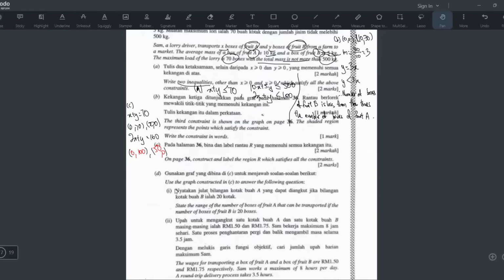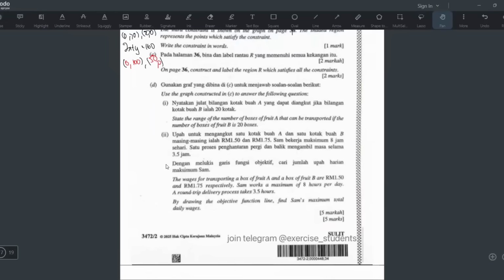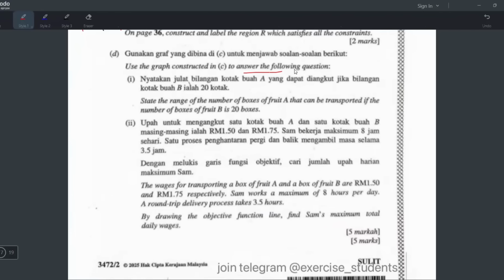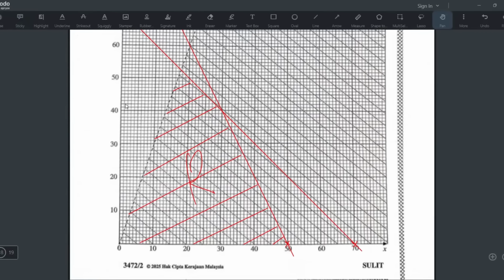So done the part C. Now for the last part, part D. Use the graph constructed in C. Answer the following question. Question D1. State the range of number of box of fruit A, which is x, that can be transported if the number of fruit B, which is y, is 20. So I'll write when y equals 20, and they want to find the range. So you have to find out the x minimum and find out the x maximum, and then write it in the range format in between like that. Okay. All right. So let's go cari when y equals 20, cari x minimum and maximum.